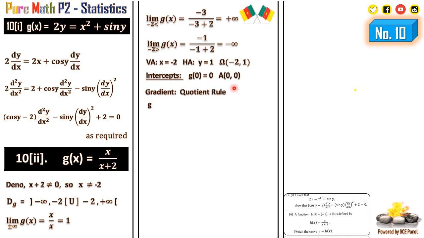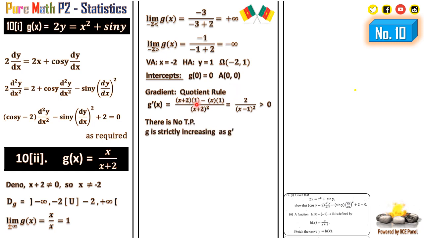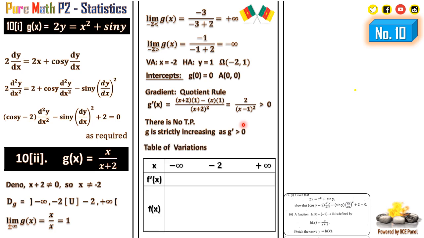Next, the gradient function. So our dy/dx or g prime will be equal to, since it is a rational function, keep the bottom constant, differentiate the top, minus the top constant, differentiate the bottom, all over the bottom squared. When you simplify, you are going to have 2 over (x minus 1) squared, which is strictly greater than 0. So it means that this curve is strictly increasing on the set of real numbers R. Now we need the table of variations.